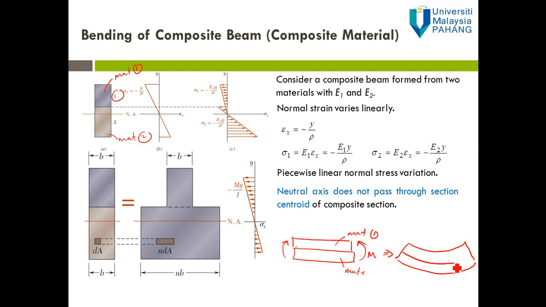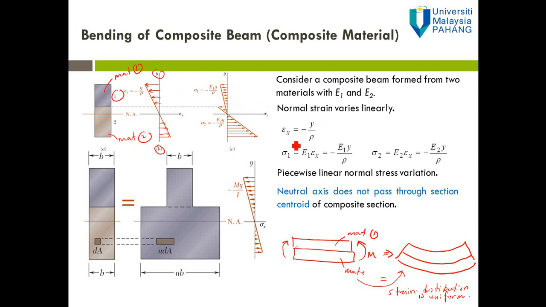What does it mean? It means that the strain distribution will also be uniform, and that's why we get picture B. The strain is distributed in the beam, varying linearly with respect to the distance y.